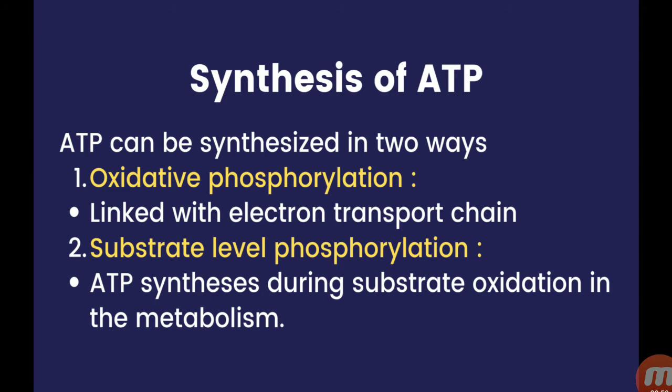Whereas in the substrate level phosphorylation, ATP may be directly synthesized during the substrate oxidation in the metabolism. Or you can say that there is a direct phosphorylation of ADP with a phosphate group by using the energy obtained from a coupled reaction.